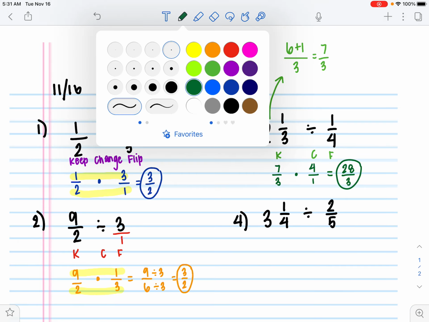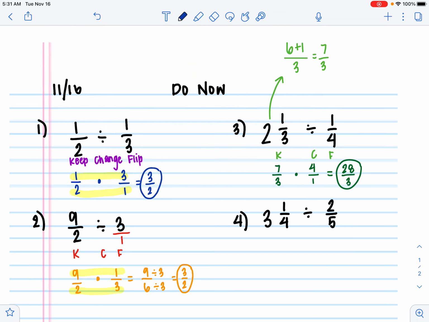In question 4, I would need to follow the same exact steps. I would need to convert 3 1/4 to an improper fraction. So I would multiply 3 times 4, which is 12, plus 1/4. So I end up with 13/4.